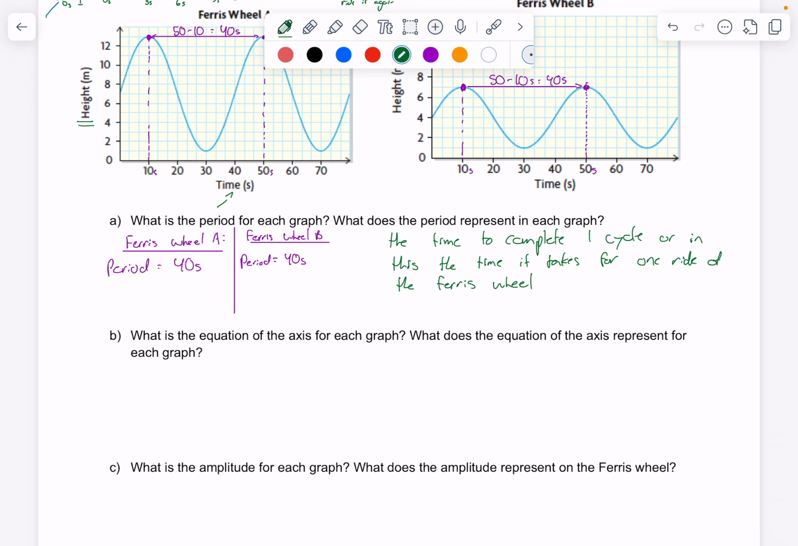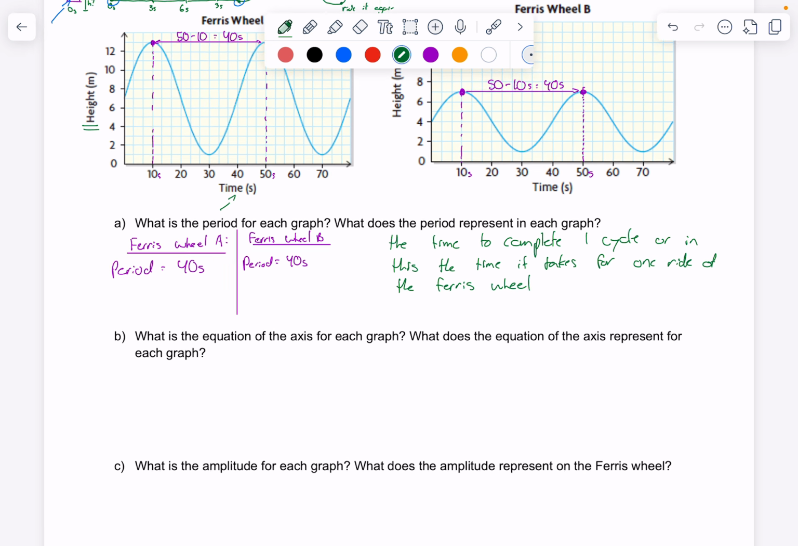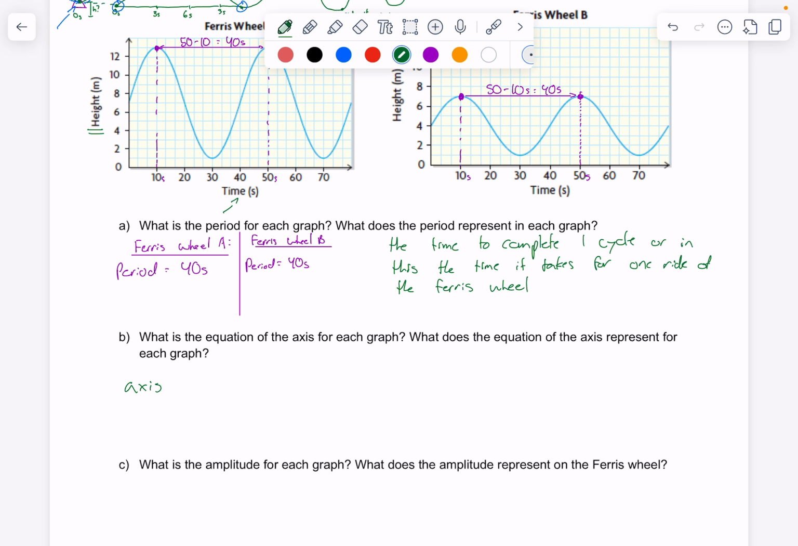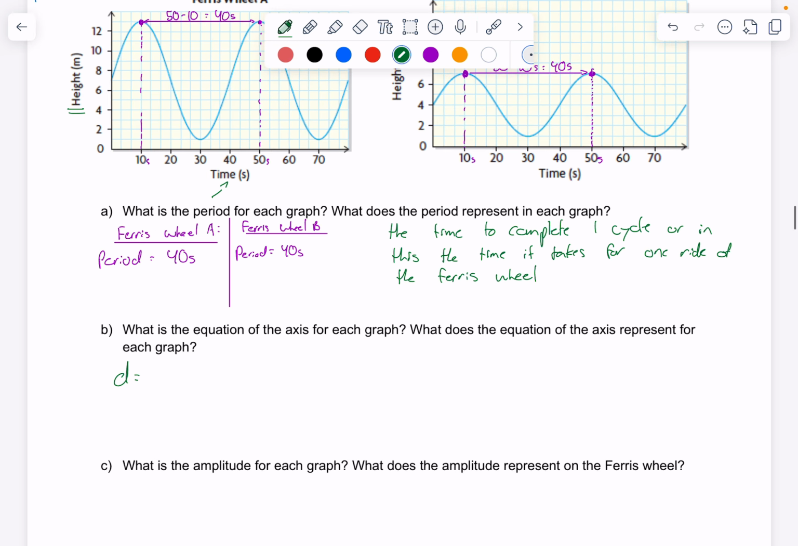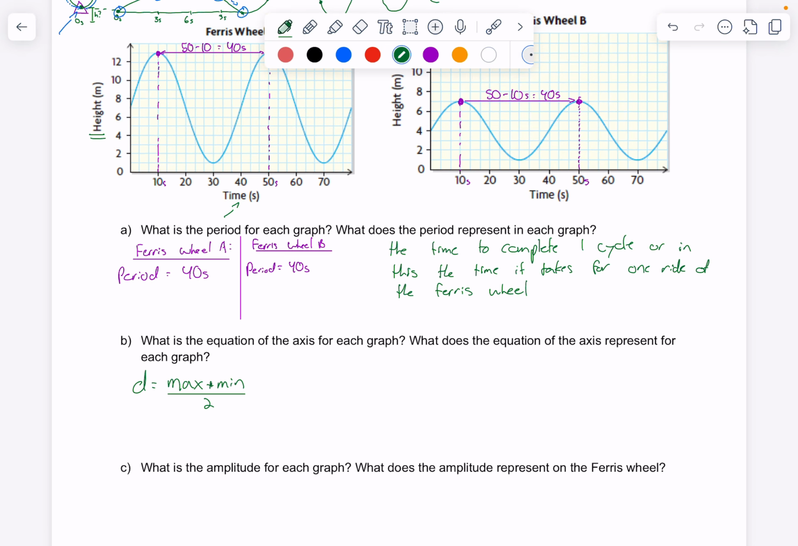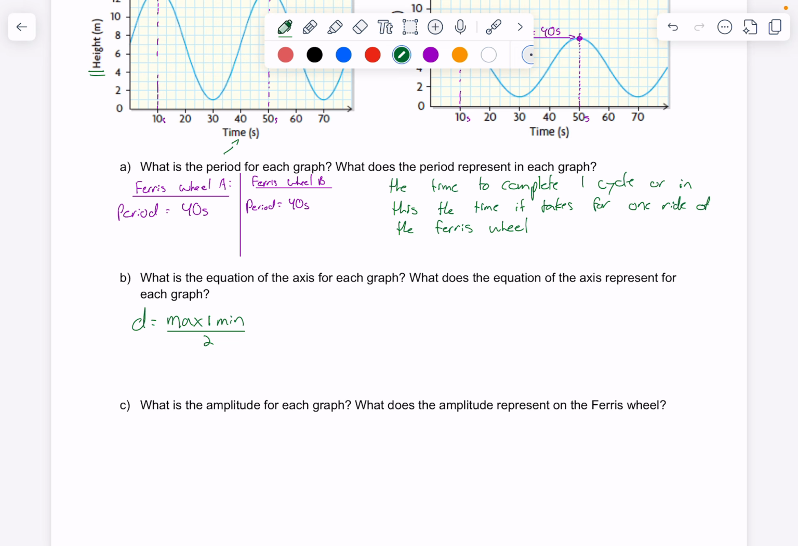Okay, part B. What is the equation of the axis for each graph? What does the equation of the axis represent for each graph? So remember, our equation for the axis, and again, we can give that the value of d, right? I'm always calling it axis, so let me just say d this time. And that's taking your maximum and adding your minimum and dividing that by 2. I always mess up, but it's okay.